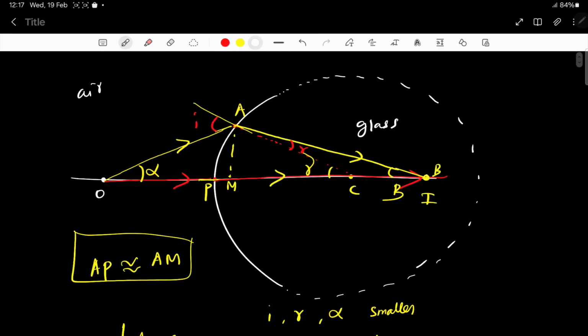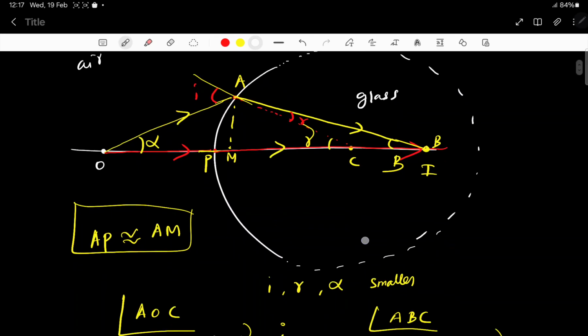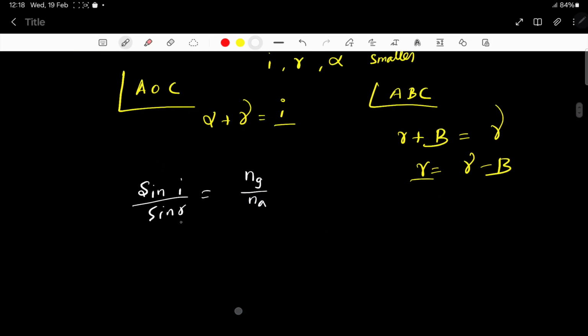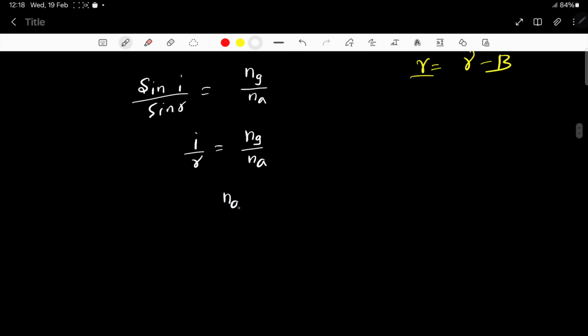Since it's an air medium and a glass medium, I can make use of Snell's law to get the relationship between I and R. Okay. So sine of I by sine of R is equal to N2 by N1. N2 is the glass medium, N1 is the air medium. For smaller angles, the sine of theta can be replaced with theta itself. So sin I and sin R can be replaced with I and R. For smaller angles, we can make use of this approximation. So NA into I equals NG into R.